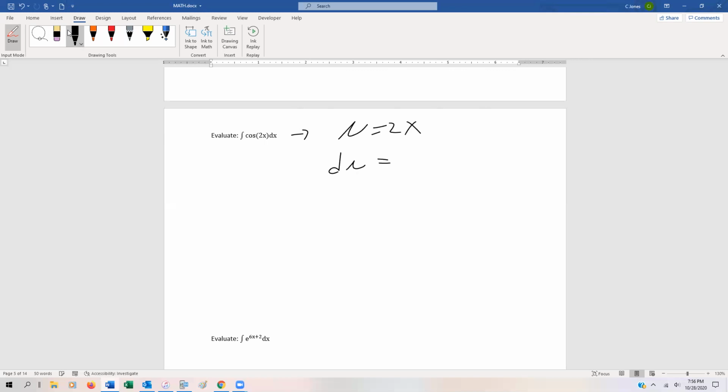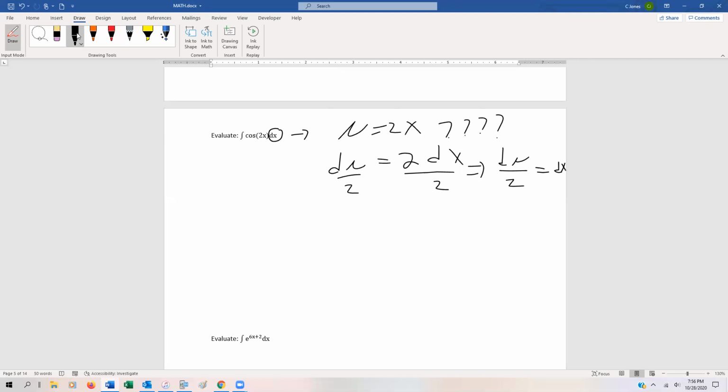The derivative of 2x is going to be 2 dx. Now, the good news is that we have dx. But what about this 2? Well, we don't have it, okay? But that's okay. What we're going to do is just divide both sides by 2. And so that means that du over 2 is going to be equal to dx.